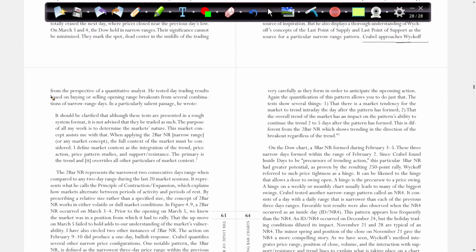Crabtree approaches Wyckoff from the perspective of a quantitative analyst. He tested day trading results based on buying or selling opening range breakouts from several combinations of narrow range days.